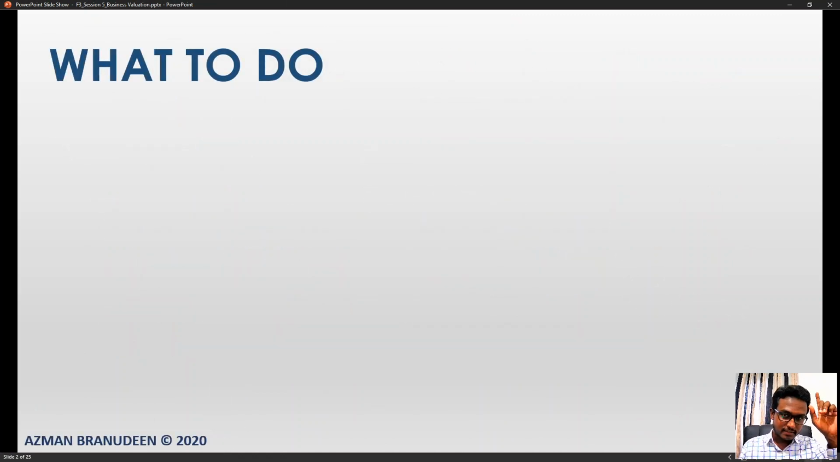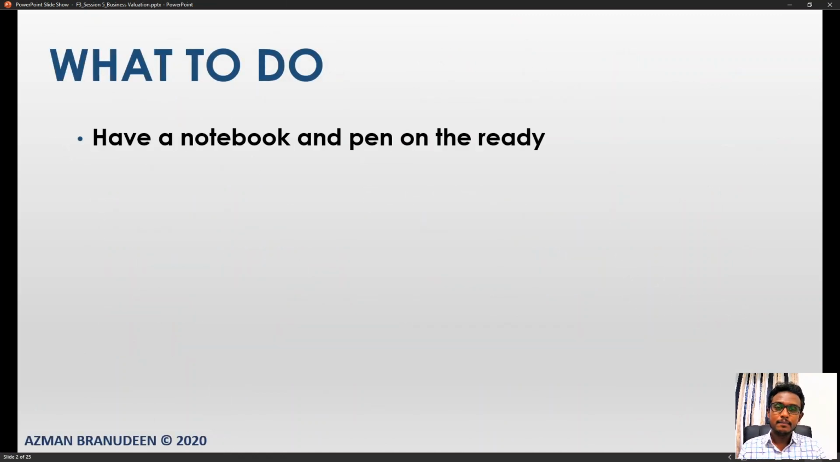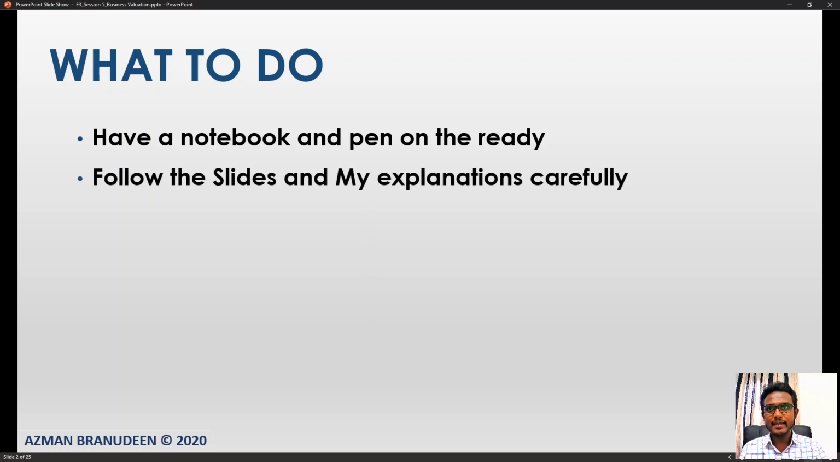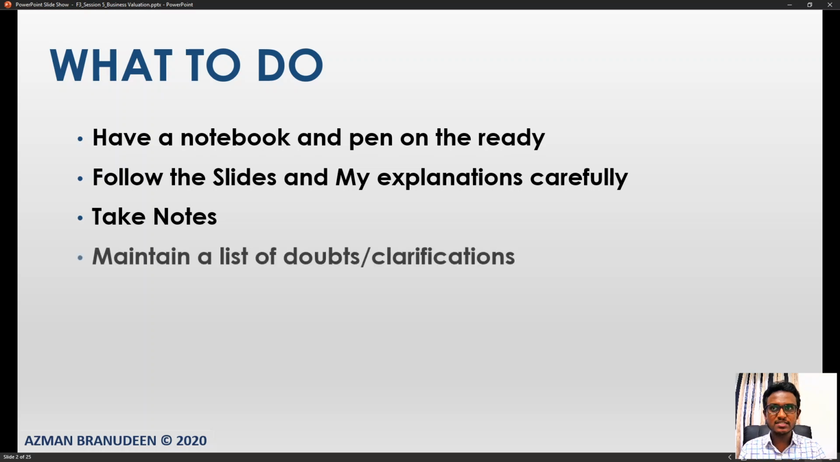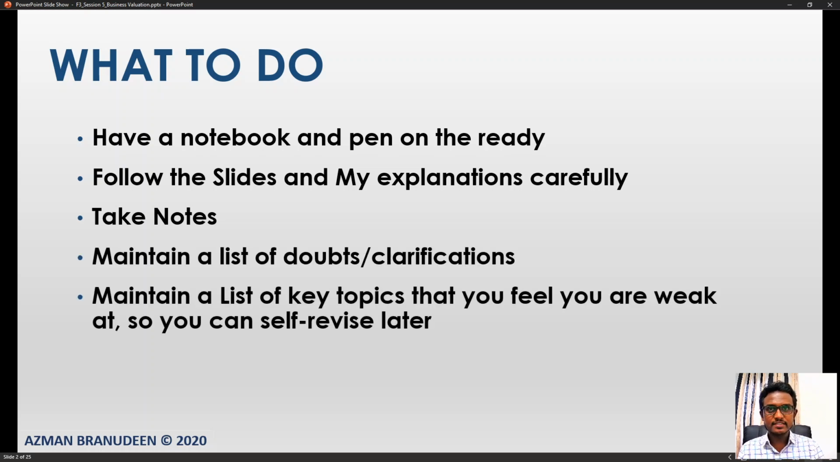But before that, what do we need to do? Please have a notebook and pen at the ready. Do follow the slides and my explanations very carefully. Take notes. Maintain a list of doubts or clarifications. Maintain a list of key topics that you feel you're weak at, so you can self-revise either using the pause button immediately or later, and make sure that you stay focused.